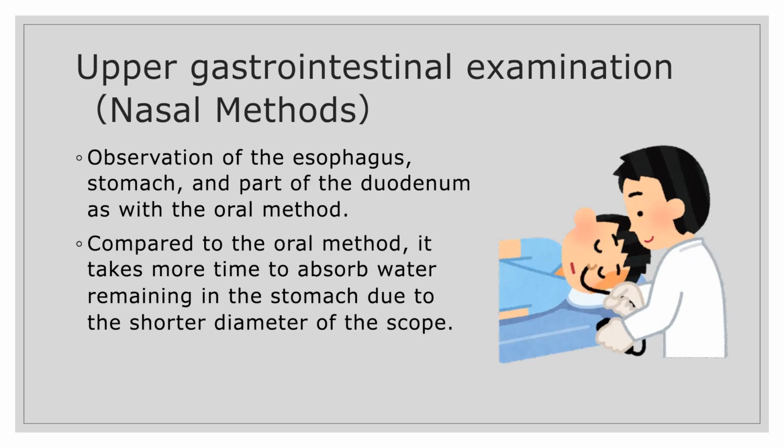Next is the nasal method of upper gastrointestinal examination. In the nasal method, a scope is inserted through the nose and the esophagus, stomach, and duodenum are observed in the same way as in the oral method. The nasal method is said to be easier than the oral method because the patient can talk while undergoing the examination. However, the scope's thickness is limited due to the passage through the nose.